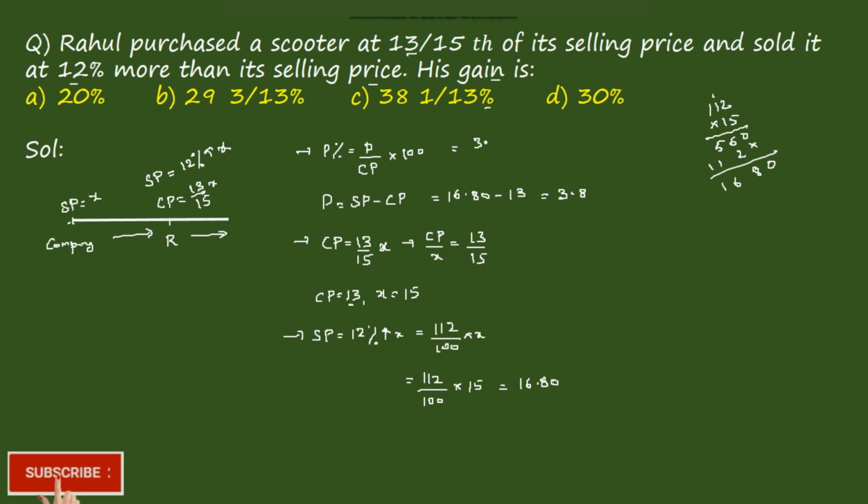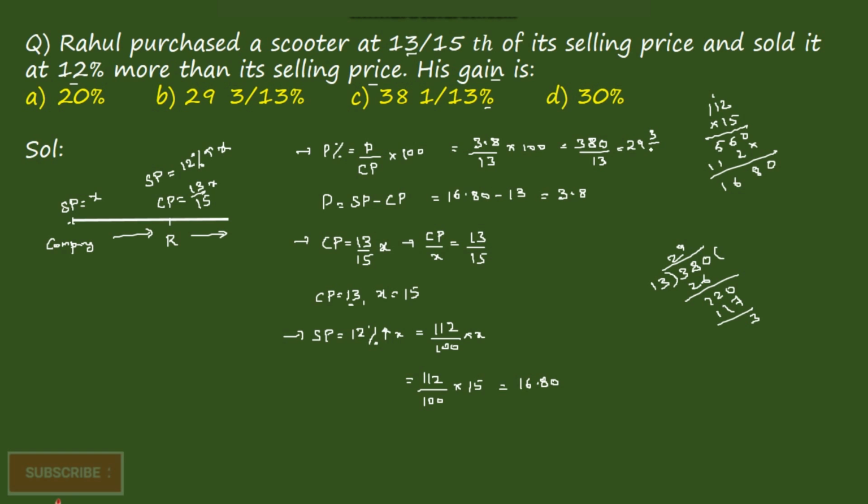So just substitute the values here, we get 3.8 by cost price 13 into 100, right, which is equal to nothing but 380 by 13, right. So just substitute the value, we get 380 by 13, right. It goes by 2s, it becomes 26, right. Again it goes by 2s, and 9s are 117, which is nothing but 3, right, which is equal to nothing but 29, 3 by 13 percentage. So the answer is option B.